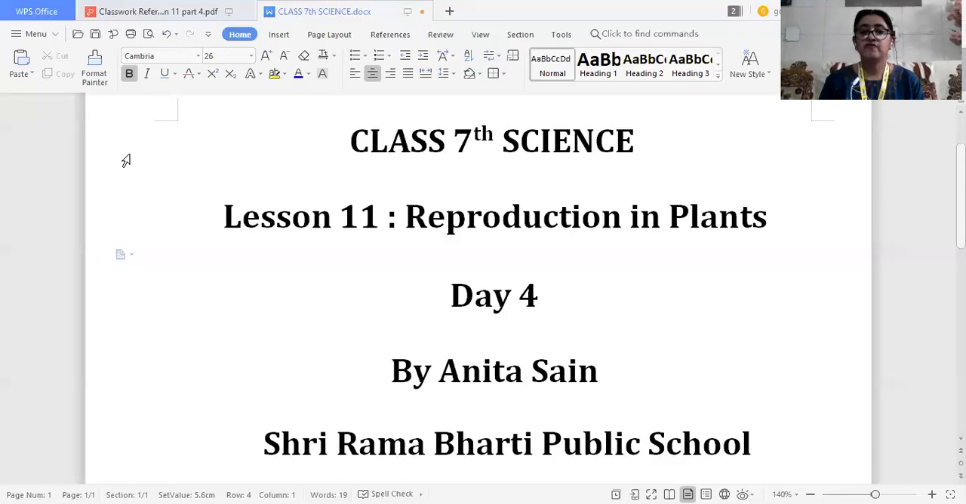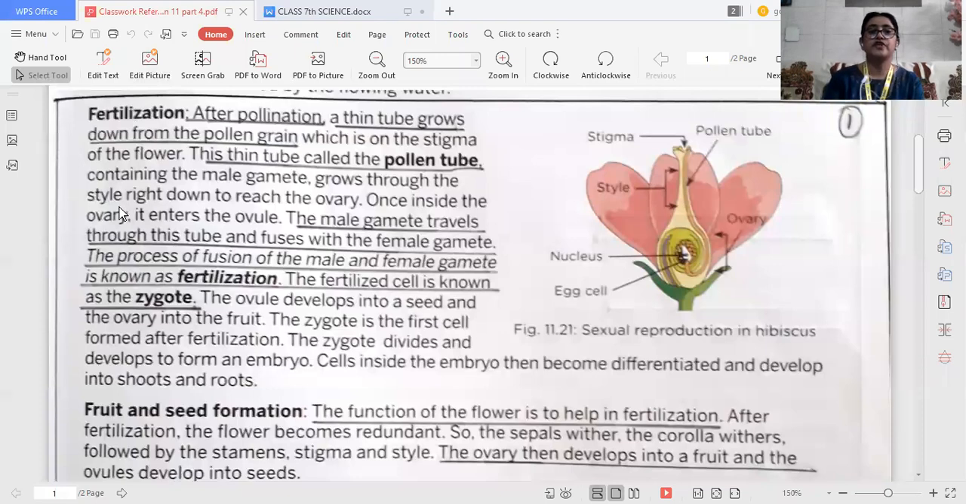Today I will explain a few topics from reproduction in plants. Now today we will discuss fertilization. What is fertilization? When male and female gametes fuse, then this process is known as fertilization. And during this process, zygote is formed.